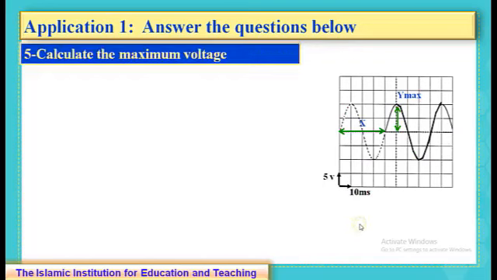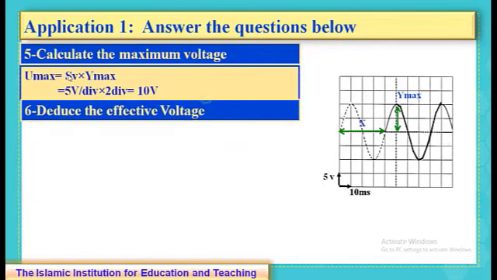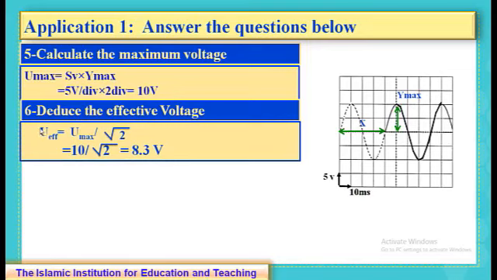Now we have to calculate the maximum voltage by applying the formula U maximum equals SV times Y maximum. SV is equal to 5 volt per division, while Y maximum is equal to 2 divisions. It gives us 10 volt. Now we have to deduce the effective voltage also by applying the formula U effective is equal to U maximum over radical 2. It gives us 8.3 volt.